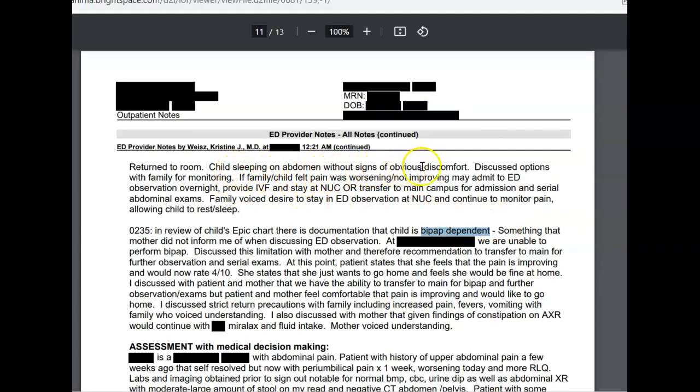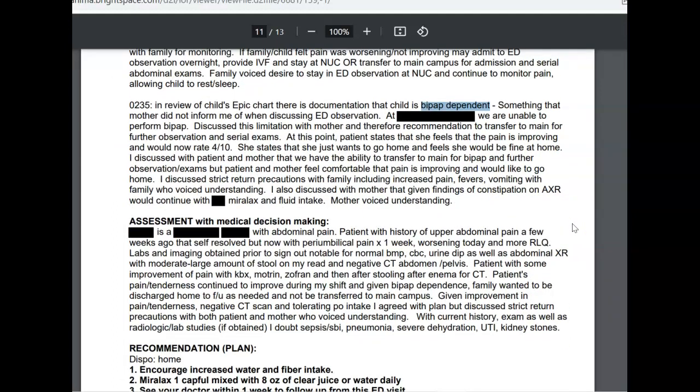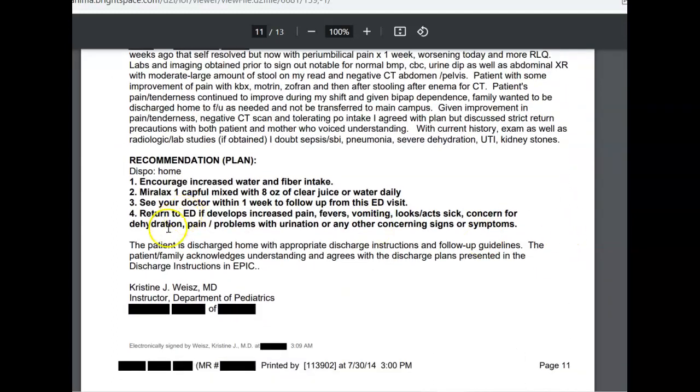Child sleeping on abdomen without obvious signs of discomfort. And I'm getting that the patient is over 12 years old because they did have tubes at 12 plus. So it's not an infant, toddler. I would say it's somebody over 12 but under 18, just because they're not giving us the birth date or I've not seen an age. Okay, so recommendation here, it just kind of goes through that.